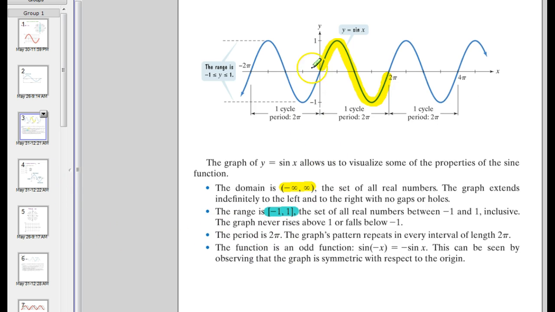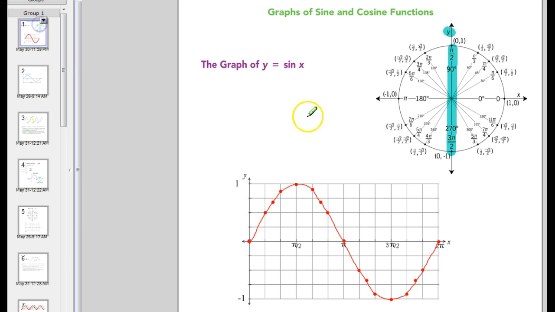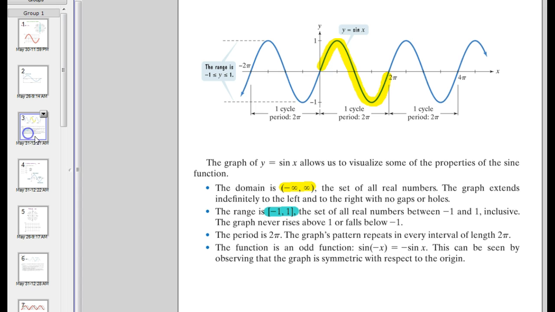The period's 2 pi because that's how long it takes to get back to where we started. That's also because that's one revolution around the unit circle. Alright, and then this is another little subtle property of it, the odd properties and this symmetry that we get about the origin.